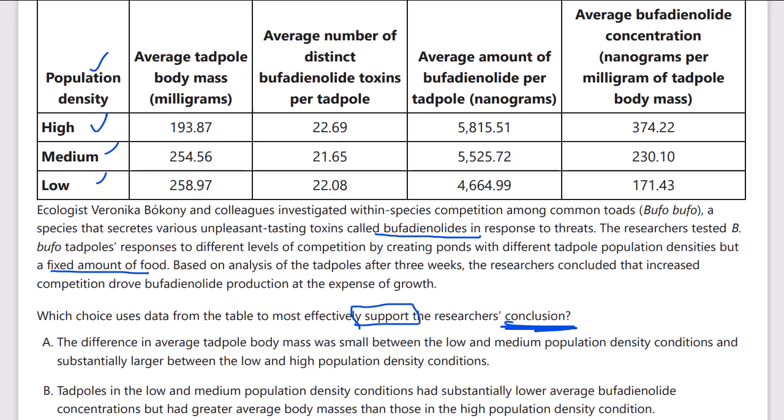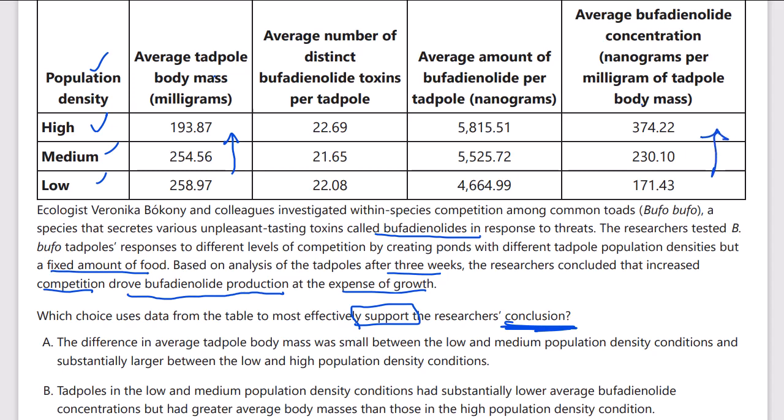Based on analysis of the tadpoles after 3 weeks, the researchers concluded that increased competition drove bufadienolide, the toxin production, at the expense of growth. So let's see, we had more toxin, less growth. So average body mass, that would be less growth. And number of toxins, average amount per tadpole, average toxin per milligram of body mass. That would be important.